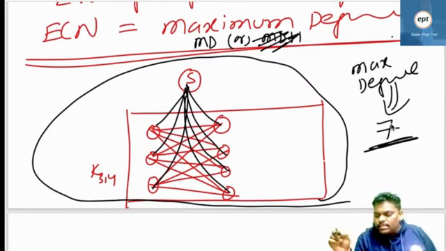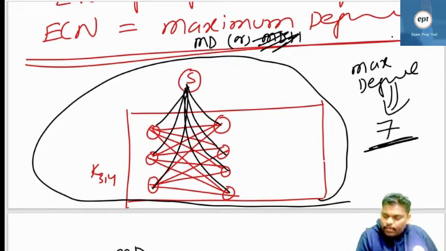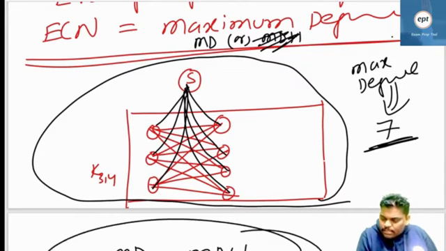Remember, in all the simple graphs, everyone listen, the bipartite graph is one model. In all the simple graphs, the complete graph is one model. So, one formula: every simple graph will satisfy the answer as either MD or MD plus 1.